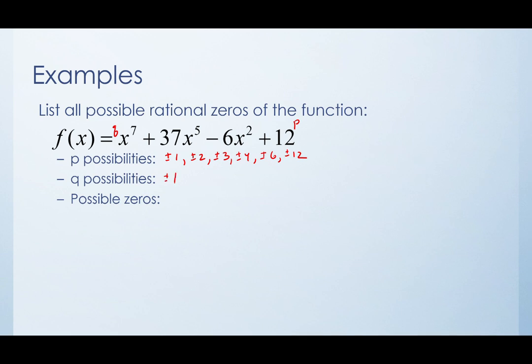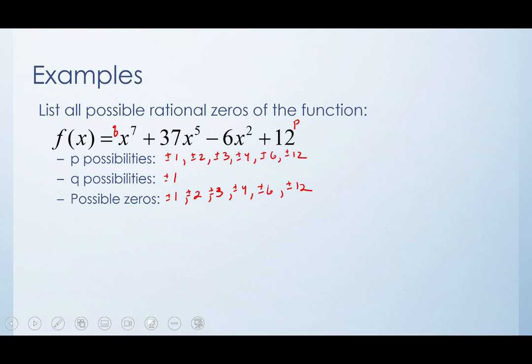So we can list out all of our possible zeros pretty quickly. P over q, we've got 1 over 1, plus or minus 2 over 1, plus or minus 3 over 1, plus or minus 4, 6, and 12. While that is still 12 numbers to try that might be rational zeros of this function, that's narrowed down our choices quite a bit.